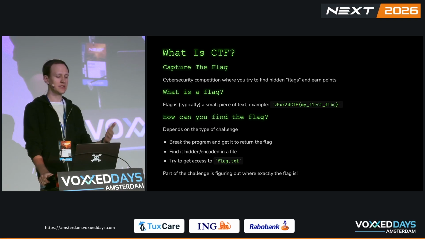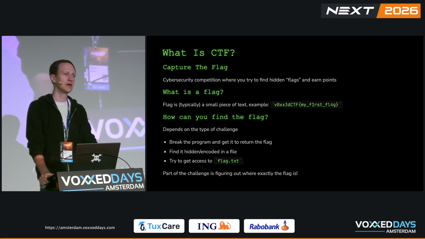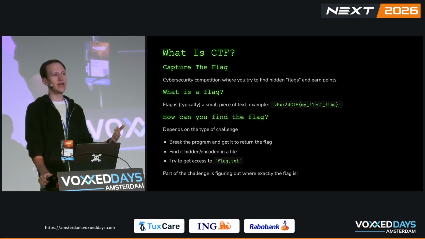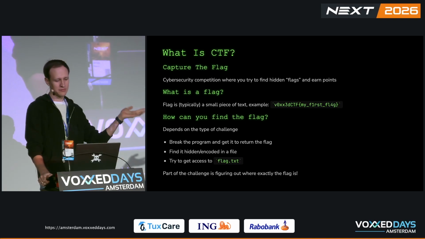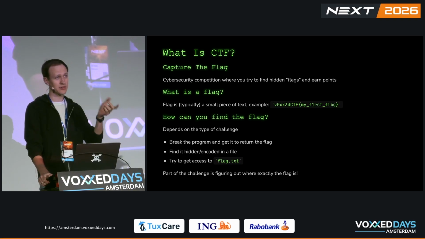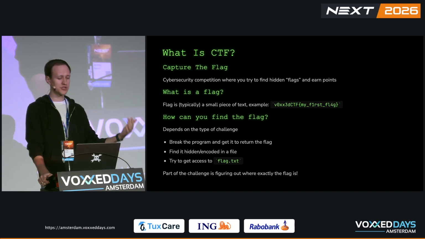So what is a CTF? CTF means capture the flag. You have to solve puzzles to find flags. And what is a flag? A flag is typically a small piece of text that you find by solving the puzzle. And it typically looks like this. There's some kind of a hacker tag and some secret string in there that you exchange for points.